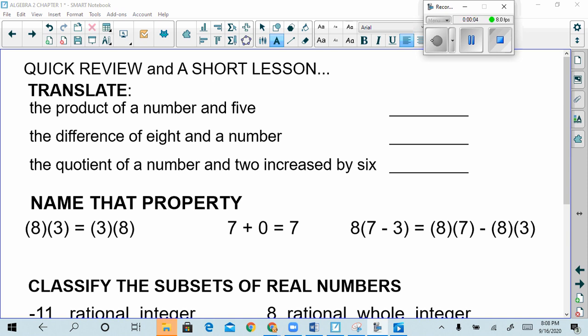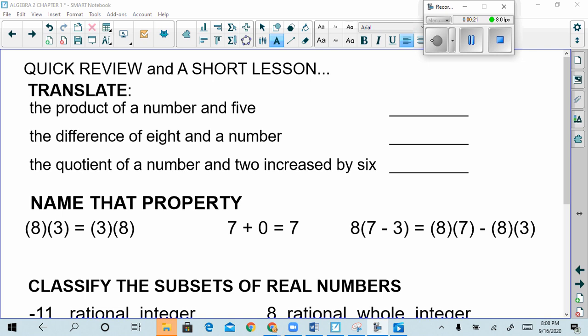Good morning. As I mentioned in yesterday's lesson, we were going to have a short Zoom session so that we can go over some last-minute problems before you take today's quiz. I also want to finish up our lesson from yesterday, so let's get started.